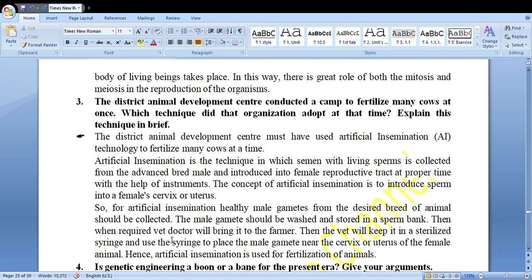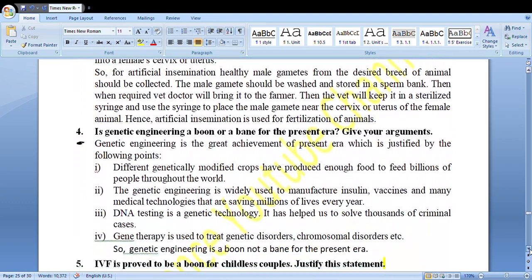Then, when required, the vet doctor will bring it to the farmer. Then the veterinary doctor will keep it in a sterilized syringe and use the syringe to place the male gamete near the cervix or uterus of the female animal. Hence, artificial insemination is used for the fertilization of animals.